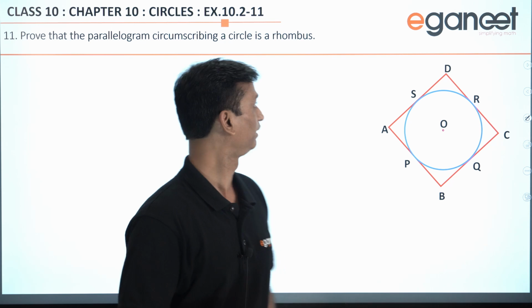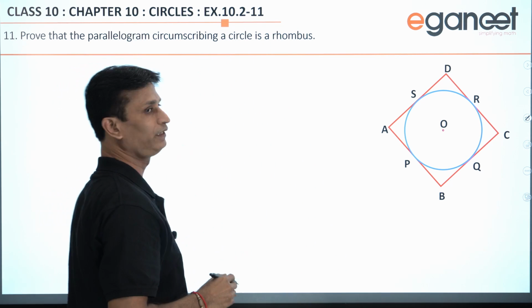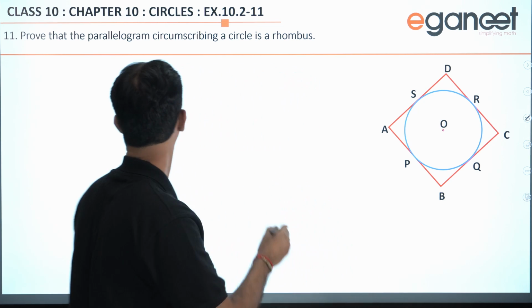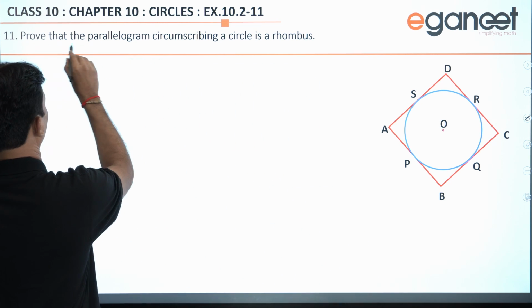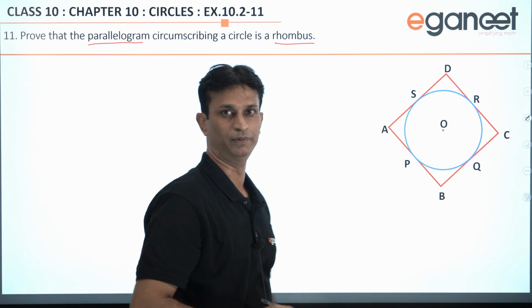Today we are going to take the 11th problem of exercise 10.2 of chapter 10, that is circles. Okay, so let's read the problem first. We have to prove that the parallelogram circumscribing a circle is a rhombus.